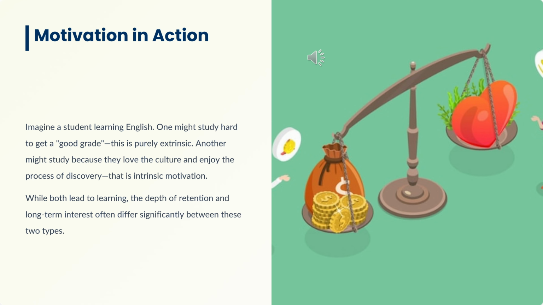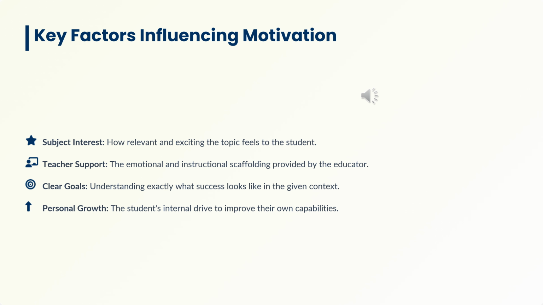A teacher who seeks lasting results must therefore attend not only to performance but also to the motivational basis on which that performance rests. Several factors are identified here as especially influential in shaping student motivation. These include subject interest, teacher support, clarity of goals, and the student's orientation toward personal growth. Each of these elements contributes to the learner's willingness to participate meaningfully in the educational process.